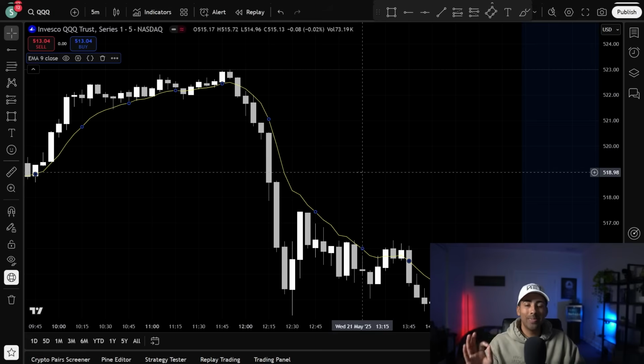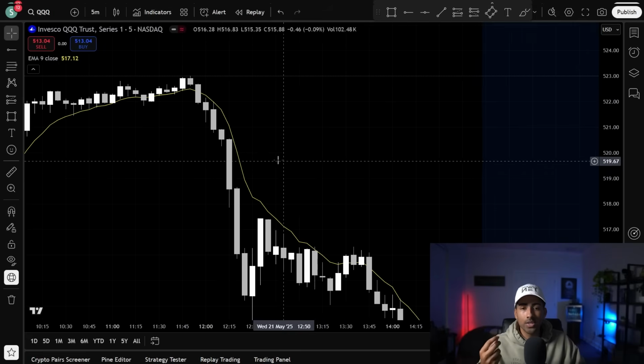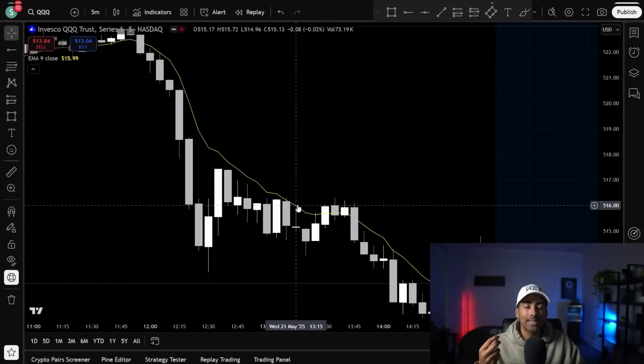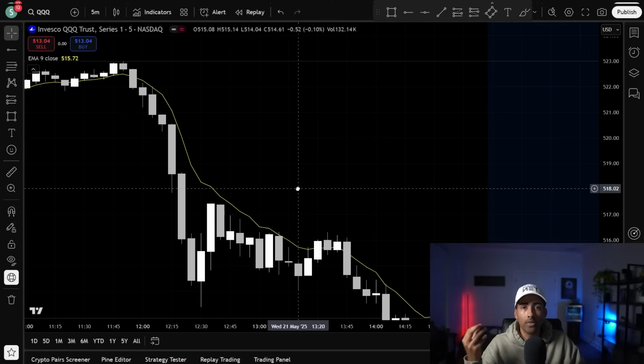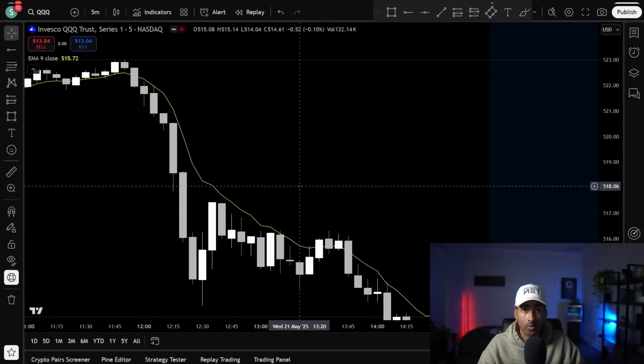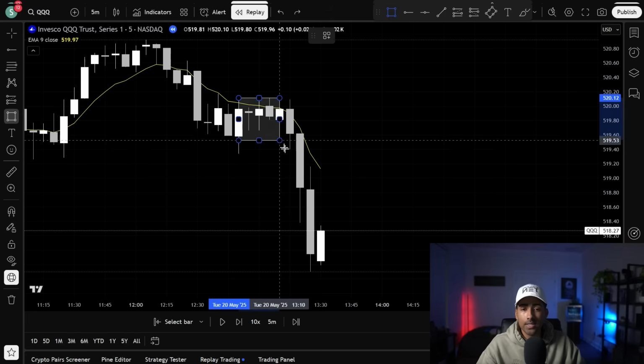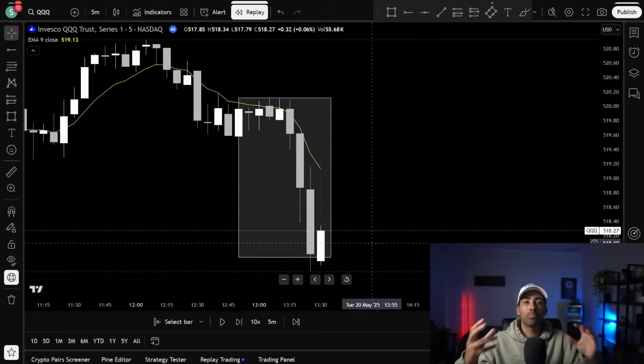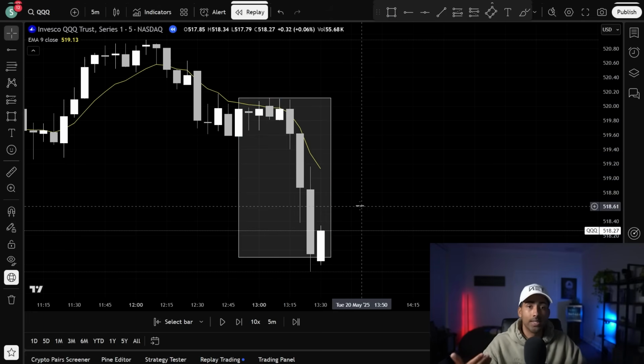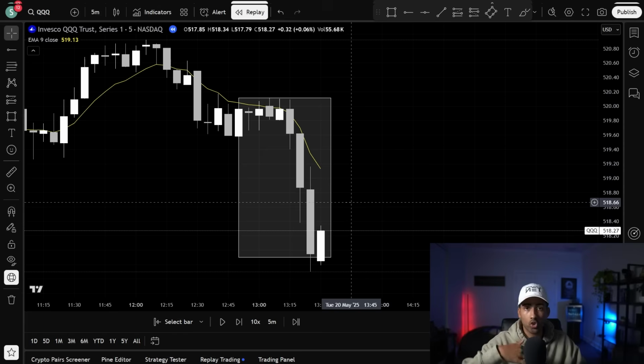Now, the 9 EMA is essentially going to be a price line that tells us exactly what the trend of the overall price has been for the last 9 candles. So what it's going to do is take these last 9 candles and put the average price of all of these candles into this line and create a smooth, nice trend line with your chart.